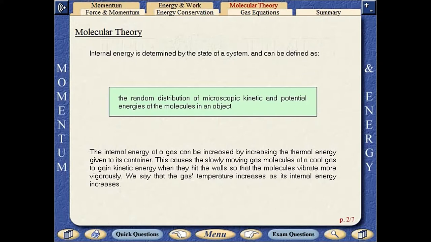Internal energy is determined by the state of a system and can be defined as the random distribution of the microscopic kinetic and potential energies of the molecules in an object. The internal energy of a gas can be increased by increasing the thermal energy given to its container. The slowly moving gas molecules of a cool gas will gain kinetic energy when they hit the walls, so that the molecules vibrate more vigorously. We say that the gas's temperature increases as its internal energy increases.